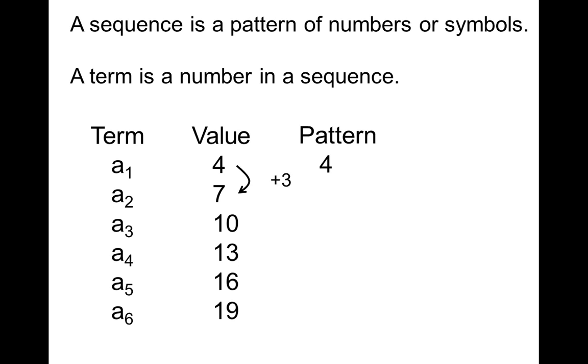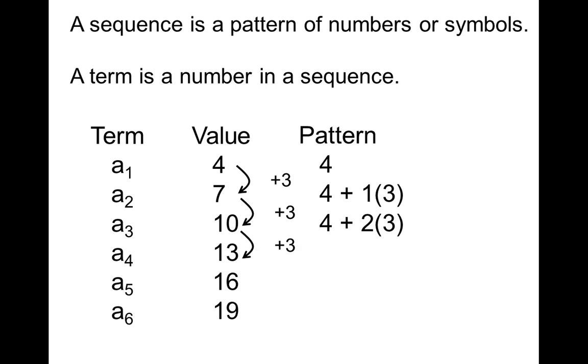So we could say that the pattern is we start with the 4 and then we add a single 3 to that 4. Now if we look at the next term, a sub 3, we would add another 3 to the second term, a sub 2. But if we look at how we get to that third term from the first term, we could say we start with the 4 and then we add a 3 and we add another 3, which means we start with the 4 and we add 2 3s.